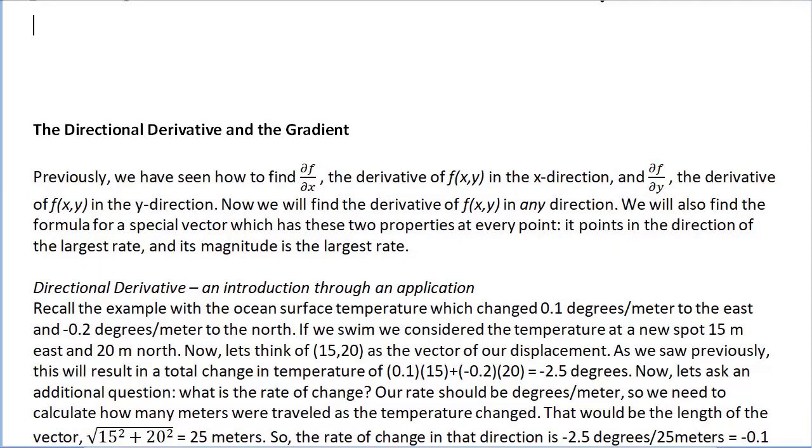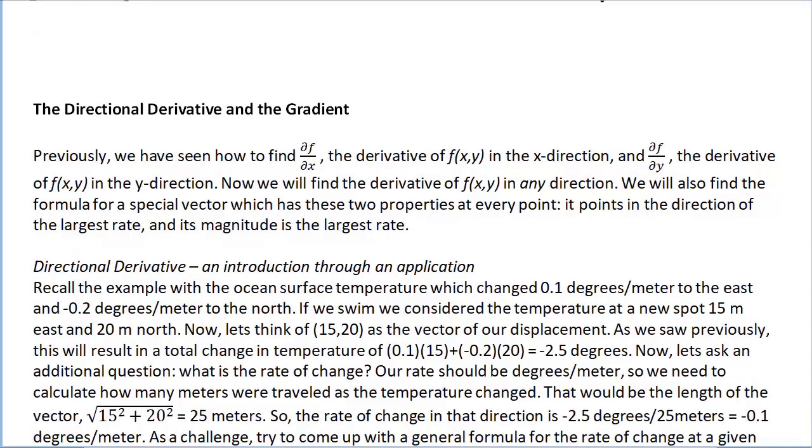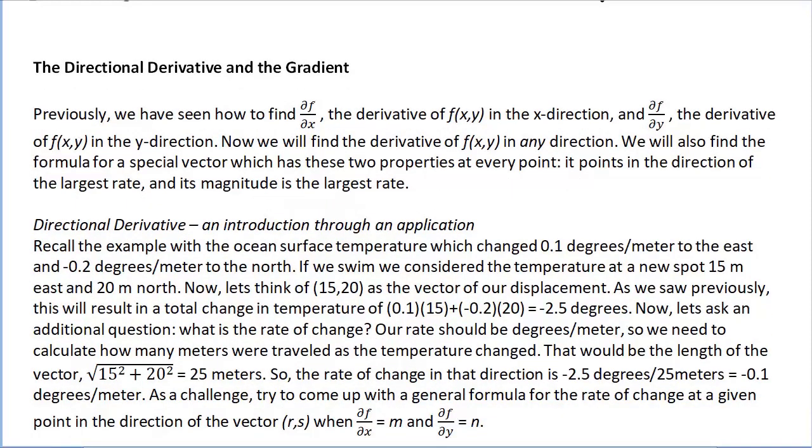So the displacement vector was 15, 20. So the magnitude of that is going to be 25 meters. So our rate of change over that little trip is going to be negative 2.5 degrees divided by 25 meters. So that just works out to negative 0.1 degrees per meter for that specific trip.